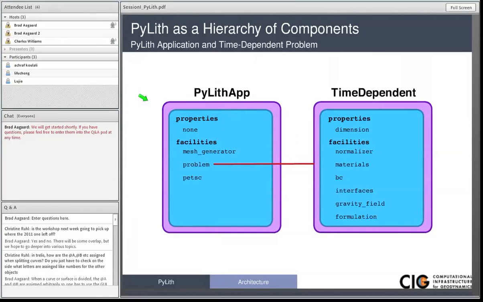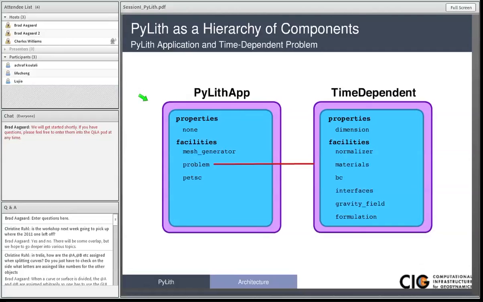Here's what our very top level code looks like in terms of a little cartoon. We have our Python Pilot app module that has what we call facilities or other components. So it has a mesh generator, it has a problem, which defines the type of problem, and then an interface to PETSc. A time-dependent problem is a type of problem. There's also a Green's function type of problem. So that's where this modularity comes in.